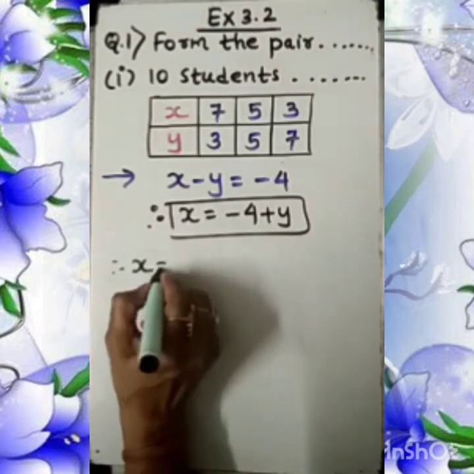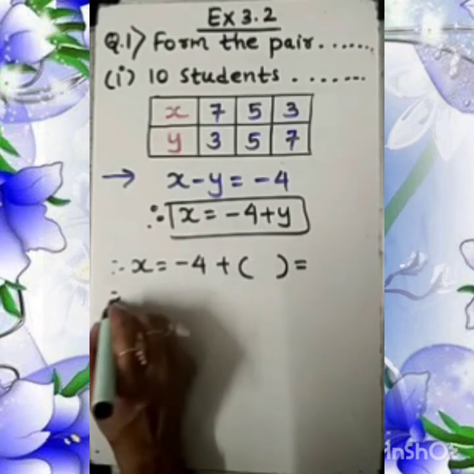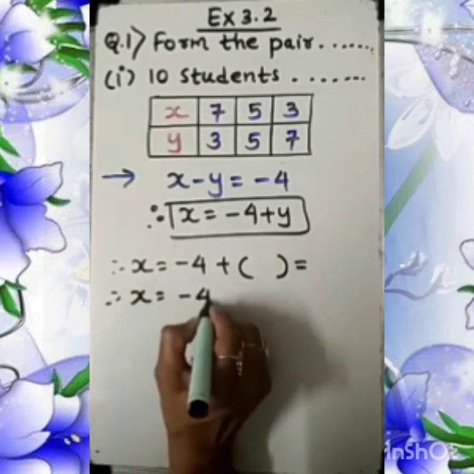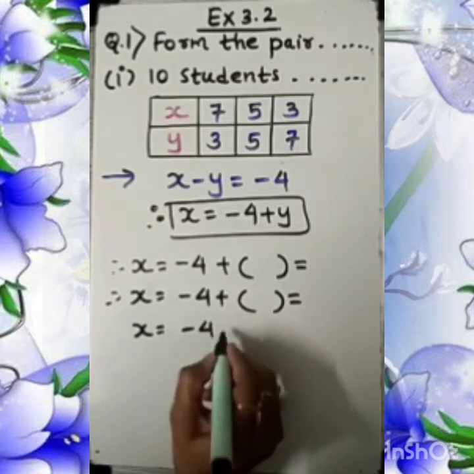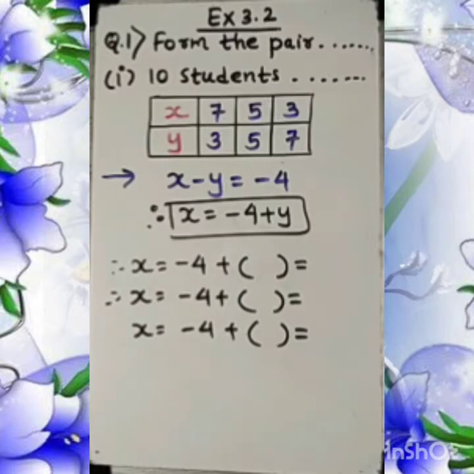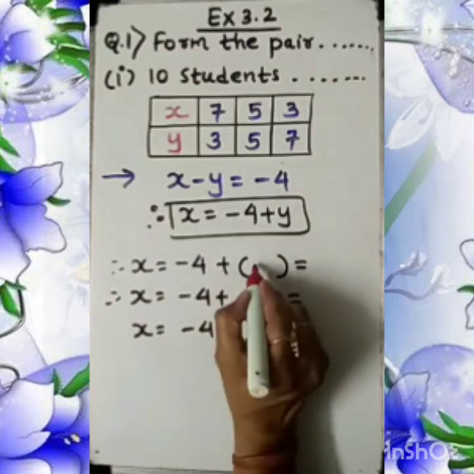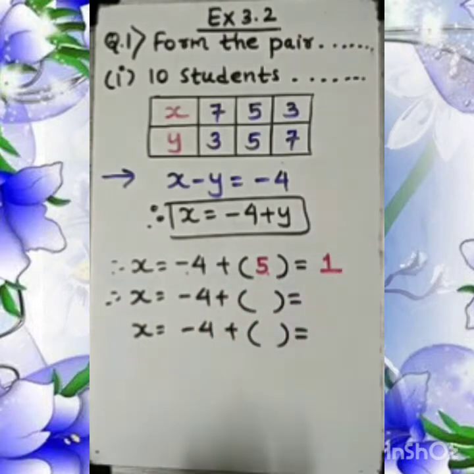Therefore, for different values of y, we will have solutions. Here you can see, think about different values and substitute them in place of y. Suppose I am first choosing 5. So minus 4 plus 5 gives the result 1.